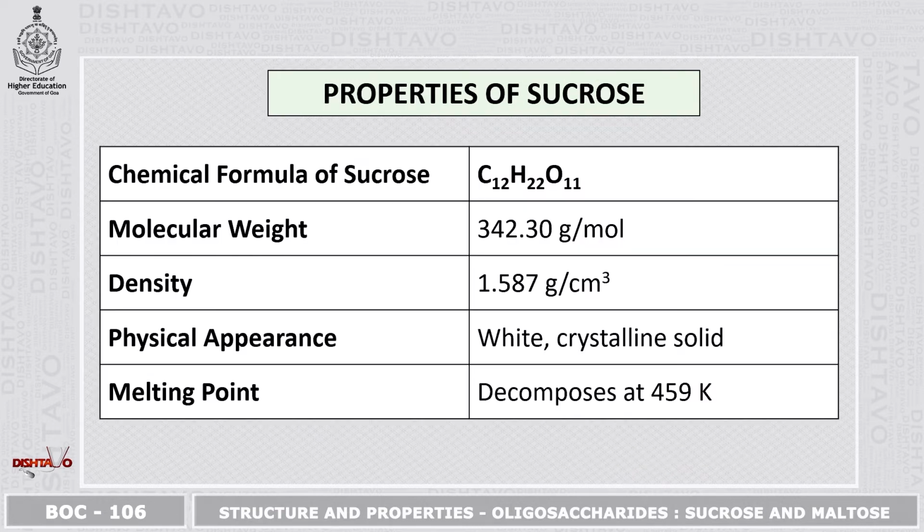Coming to the properties of sucrose. The chemical formula of sucrose is C12H22O11. So here we have 12 carbon atoms, 22 hydrogen and 11 oxygen atoms present in the chemical formula of sucrose. Molecular weight is 342.30 grams per mole. Density is 1.587 grams per centimeter cube. Physical appearance, white crystalline solid, and melting point, it decomposes at 459 Kelvin.